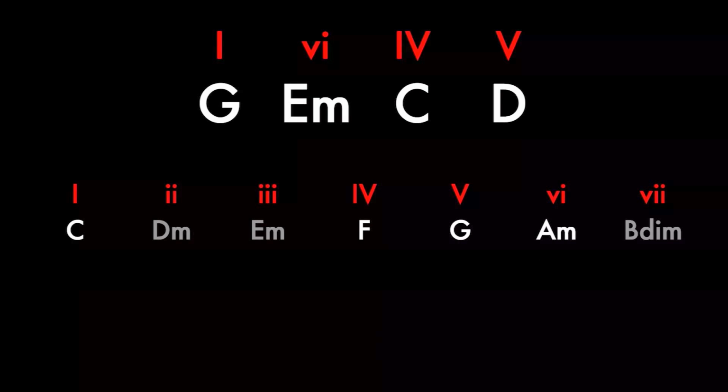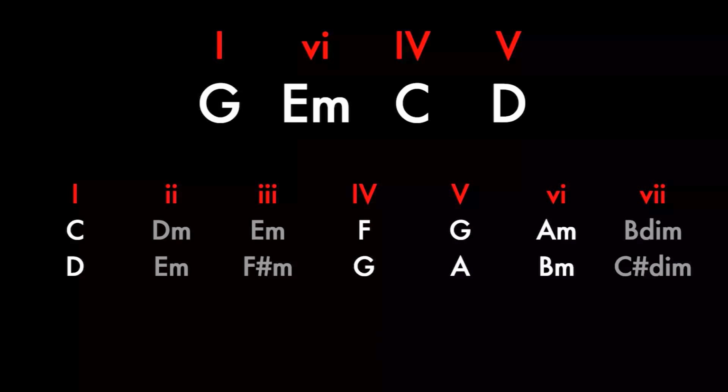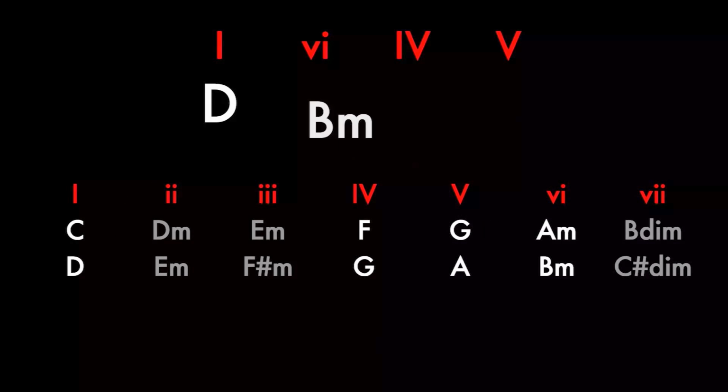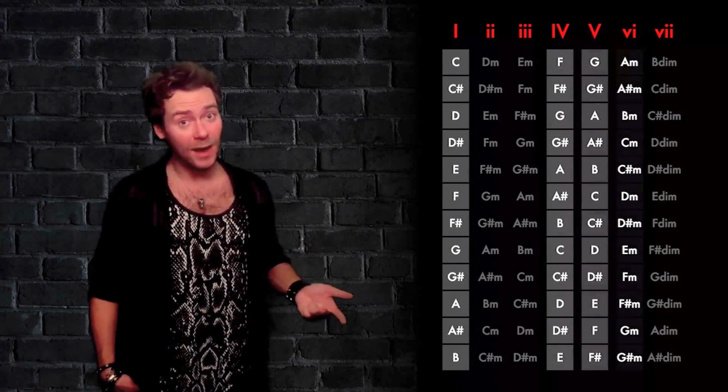If we want to play 1, 6, 4, 5 in D major, we get D, B minor, G, A. So as you can see, understanding how this works and with access to a table of all the chords and all the keys, you can easily transpose any song to any key. And if you take the time to memorize at least the most important chords and the most common keys, you'll be able to play a lot of songs in all those keys. I'd recommend starting with learning what the 1, 4, 5, and 6 chords are in the following keys: C, D, E, G, and A major.